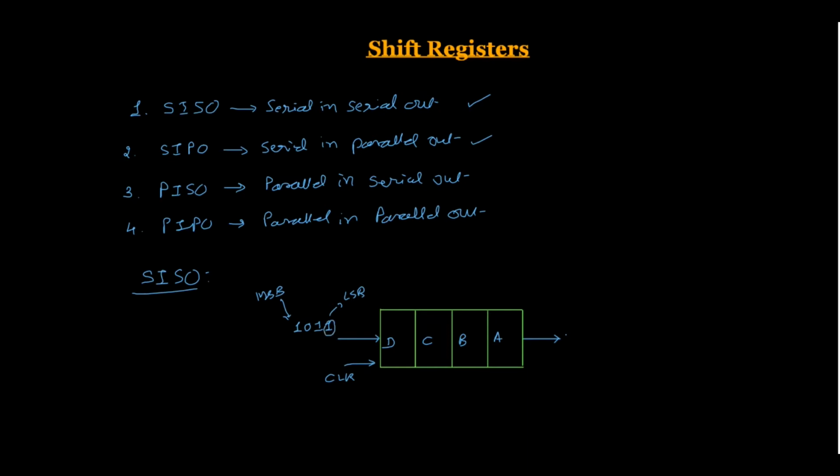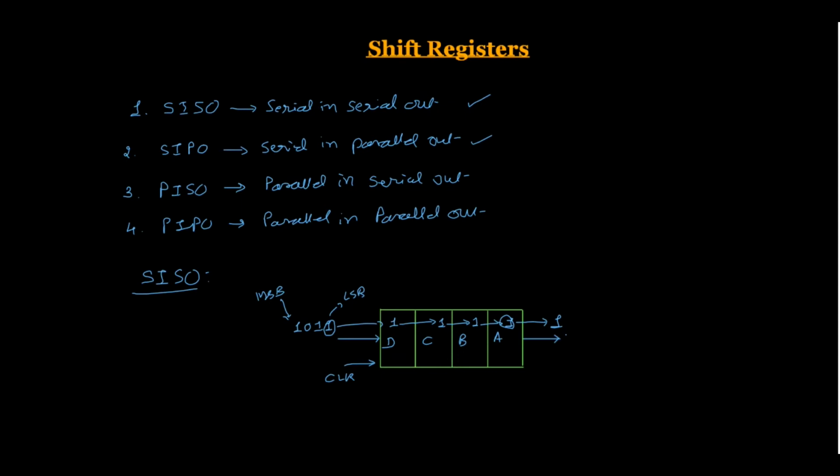With the first clock pulse, this LSB will be entered into flip-flop D. Then with the second clock pulse, it will be transferred to flip-flop C. When we apply the third clock pulse, it will be transferred to flip-flop B, and then finally with the fourth clock pulse, it will appear at the output. Here we are taking the output from flip-flop A, so after the fourth clock pulse it appears at this output.